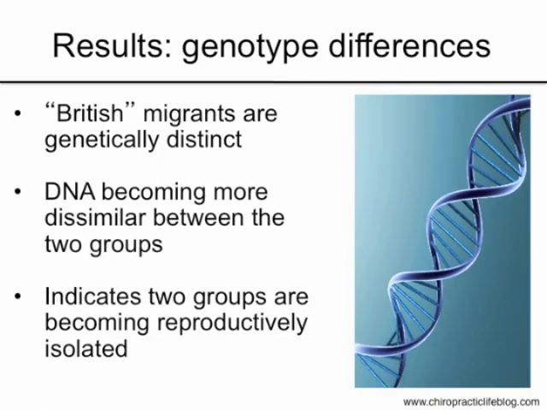Okay. So in addition to all the phenotypic differences, British migrants were genetically distinct from the rest of the population. Even though they breed in the same location, because there has been this assortative mating selection, their DNA is becoming more and more dissimilar from the rest of the population. So the British migrants' DNA is different from the Mediterranean DNA. This indicates that they are becoming reproductively isolated, and we are seeing small evolutionary changes between the two groups. So gene flow has been reduced, and they're becoming more isolated.